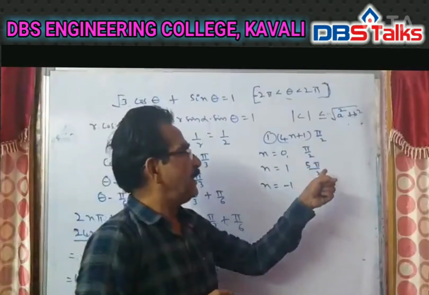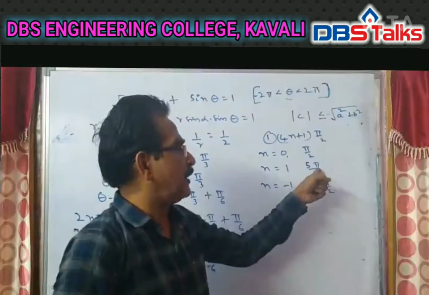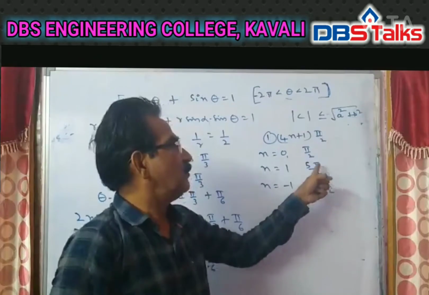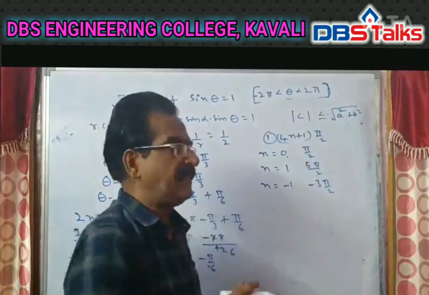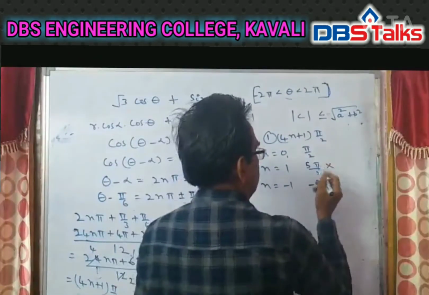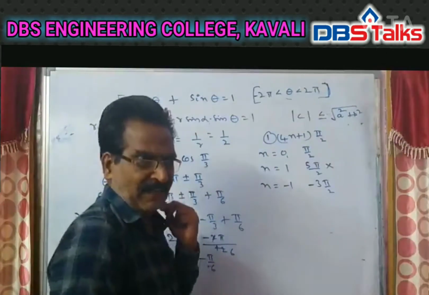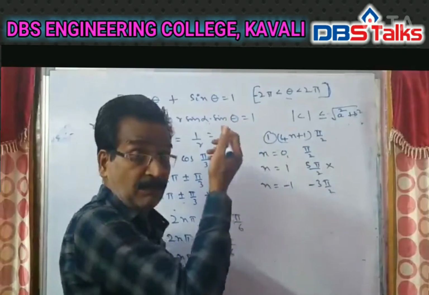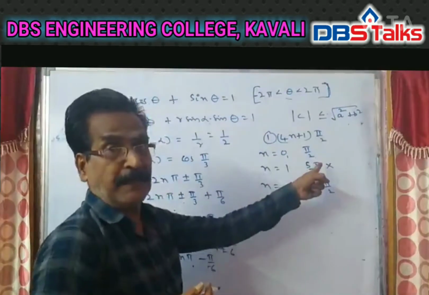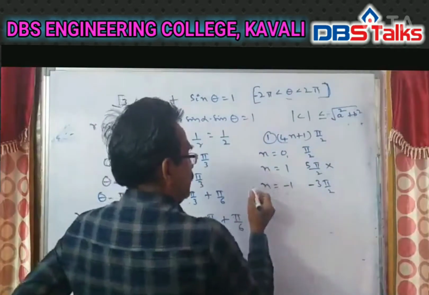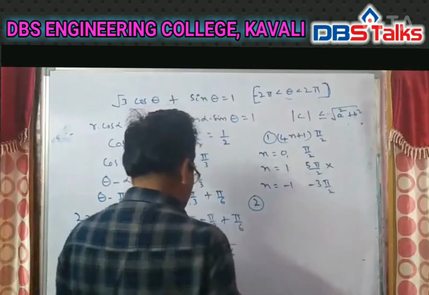See friends, if you look at this solution, 5 pi by 2 means 2 90s, 90 into 5, 450 degrees. So this we don't accept. So we need not substitute the values for more than 1. For n is equal to 1, it is 450 degrees, that is 5 pi by 2. So let us stop that. Now let us see the second one.